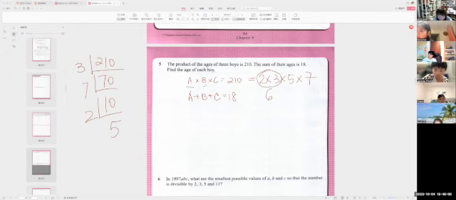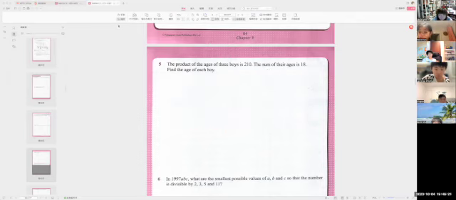Because there are only 3 boys, not 4 boys. So 6, 5, and 7. If you put them together, 5 plus 6 plus 7 exactly equals 18. So the ages of them will be 5, 6, and 7. Okay, get it? So now let's take a look at number 6.